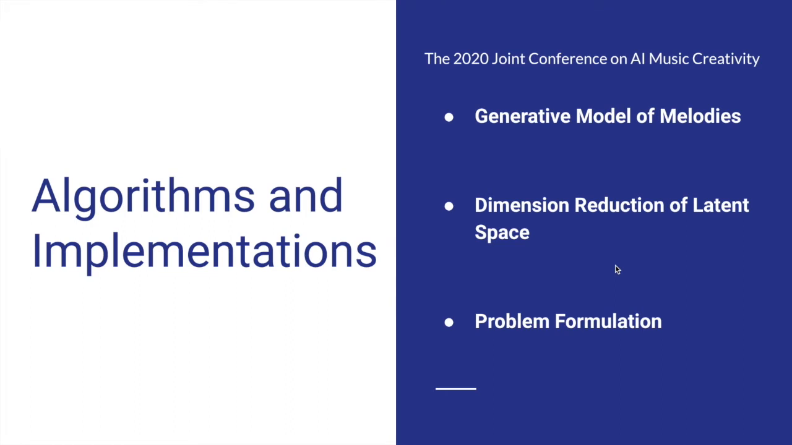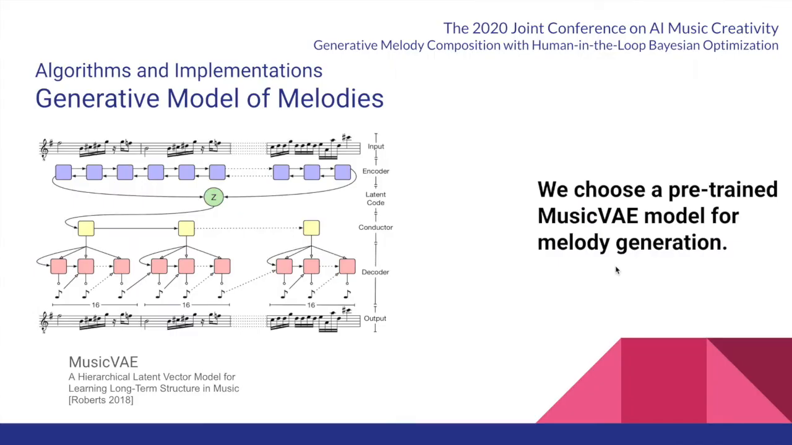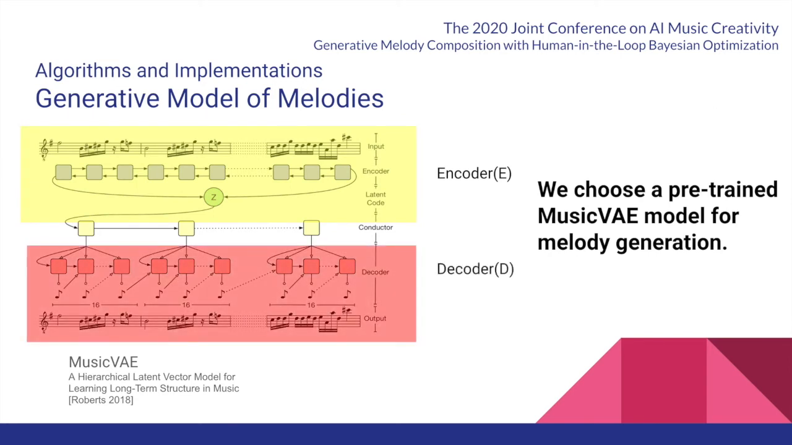Okay, so that's it. I will introduce the algorithms behind and our implementations. Our implementation used the pre-trained MusicVAE model for melody generation, whose latent space is 512 dimensions. Its main structure contains an encoder and a decoder. We use this to encode the MIDI-level melody to latent space and decode the latent vector to MIDI melody. However, 512 is too large, which means Bayesian optimization cannot work efficiently.